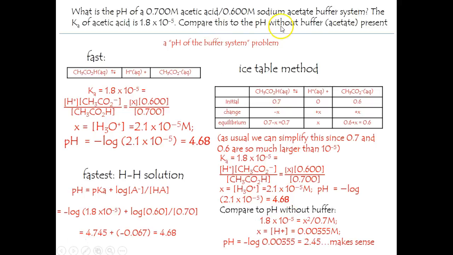They did ask to compare this to the pH without acetate present, where this would simply be 0 right there. So this would become X, and you have X squared over 0.7 molar. When you solve it, just like we did the other two, you get a pH of 2.45, which makes sense because it does not have any of the weak base present. So that weak base was enough to raise the pH by a couple of units. You can see right there.